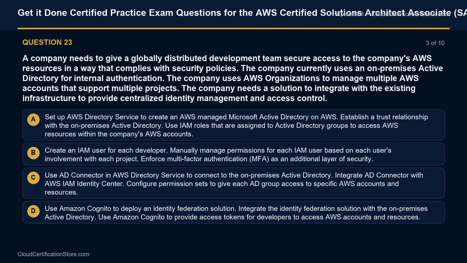Option C. Use AD Connector in AWS Directory Service to connect to the on-premises Active Directory. Integrate AD Connector with AWS IAM Identity Center. Configure permission sets to give each AD group access to specific AWS accounts and resources. Option D. Use Amazon Cognito to deploy an Identity Federation solution. Integrate the Identity Federation solution with the on-premises Active Directory. Use Amazon Cognito to provide access tokens for developers to access AWS accounts and resources.